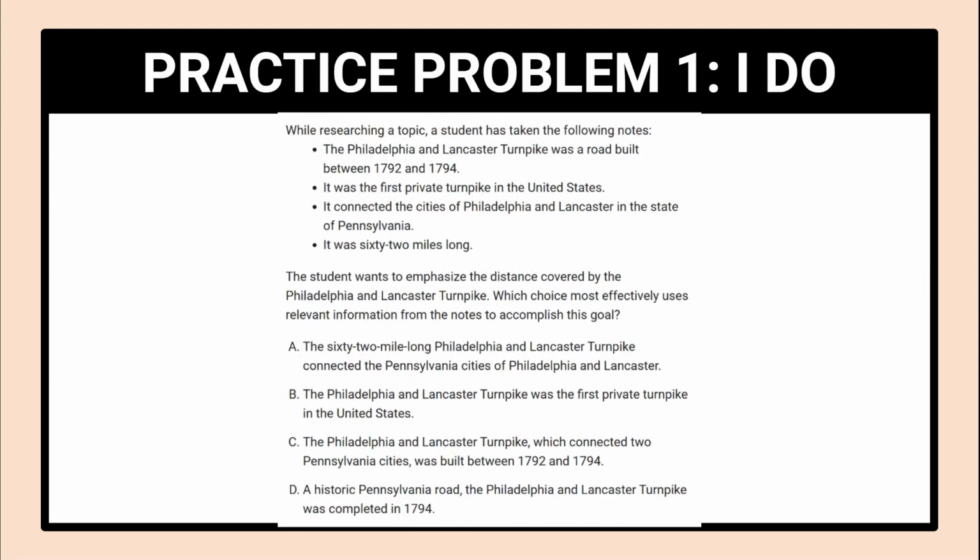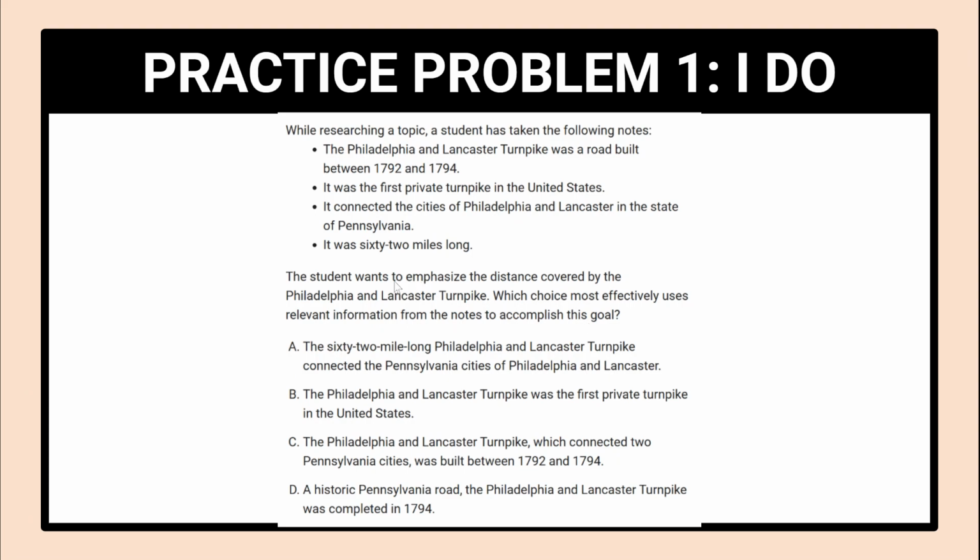So let's look at this practice problem, for instance. While researching a topic, the student has taken the following notes. The Philadelphia and Lancaster Turnpike was a road built between 1972 and 1974. It was the first private turnpike in the United States. It connected the city of Philadelphia and Lancaster in the state of Pennsylvania. It was 62 miles long. The student wants to emphasize the distance covered by the Philadelphia and Lancaster Turnpike. Which choice most effectively uses the relevant information from the notes to accomplish this goal?